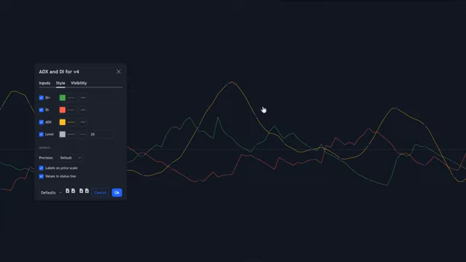Now, looking at this indicator, you can see that it's composed of 3 different lines traversing the indicator window alongside this horizontal line. This yellow line is called the ADX. This green line represents the DI plus, and it's used to identify bullish trends whenever it goes above this red line.